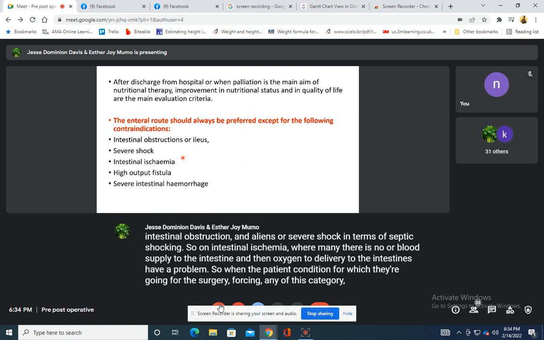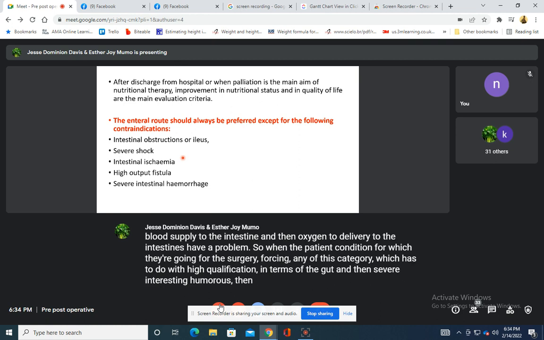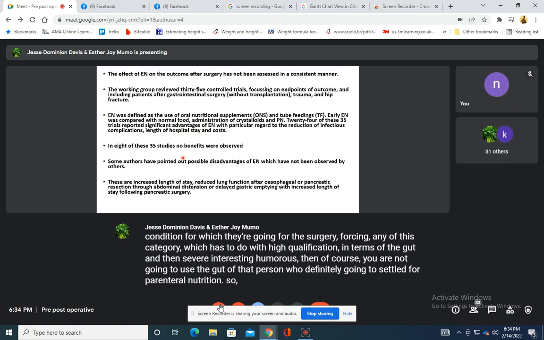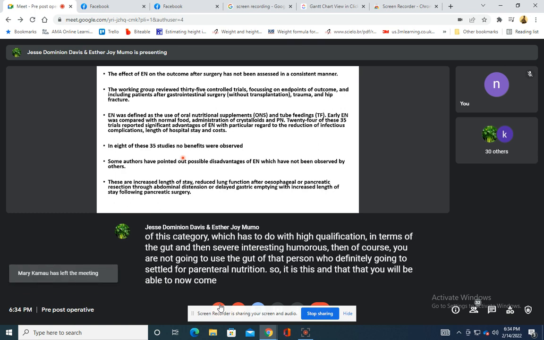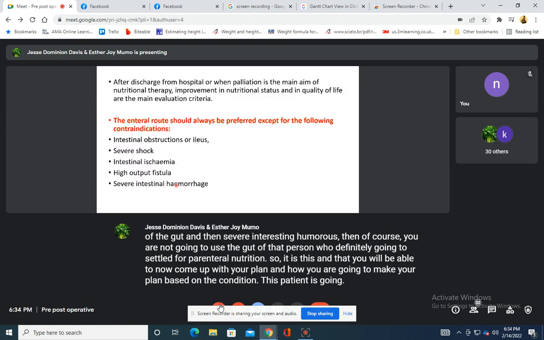So when the patient's condition for which they're going for the surgery falls in any of these categories, which has to do with high fistula in the gut, and then severe intestinal hemorrhage, then of course you are not going to use the gut of that patient. You are definitely going to settle for parenteral nutrition. So it is based on that that you will be able to come up with your plan, based on the condition this patient is going to be operated for.